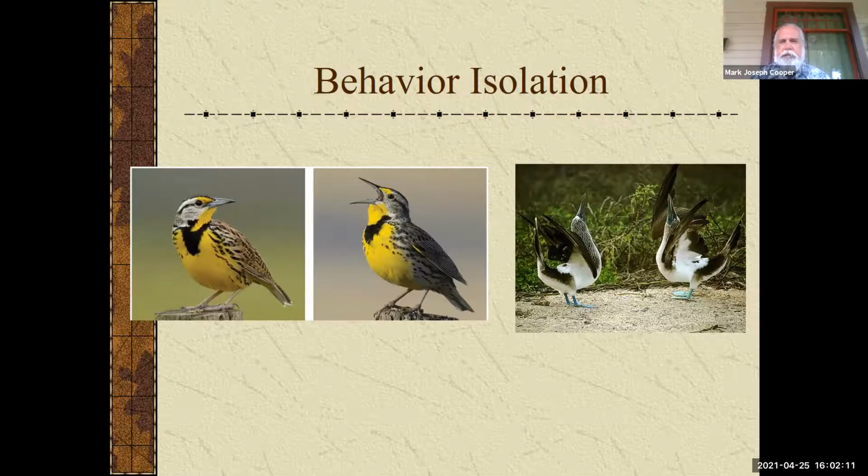Over on the right is the example that the book uses, and that's blue-footed boobies. And they have this real kind of convoluted dance they do. And if you don't do the dance right, you don't get to have sex. You don't get to have kids.